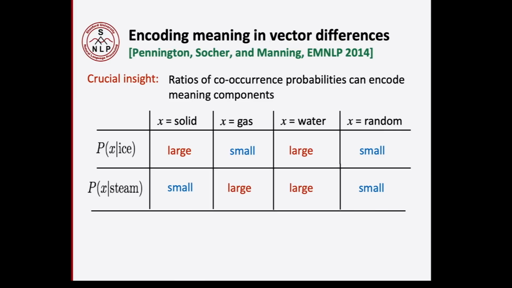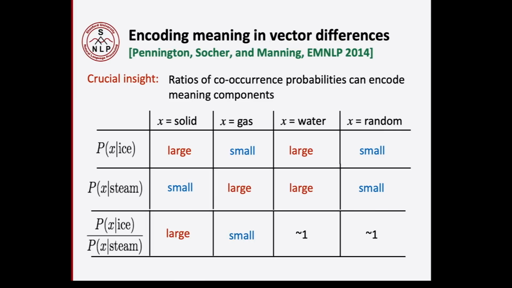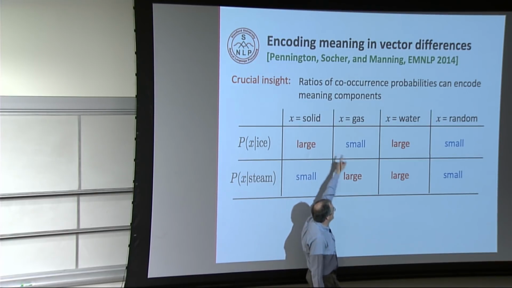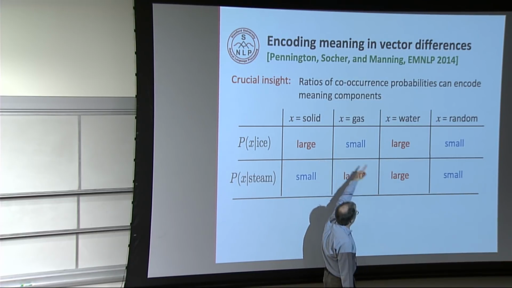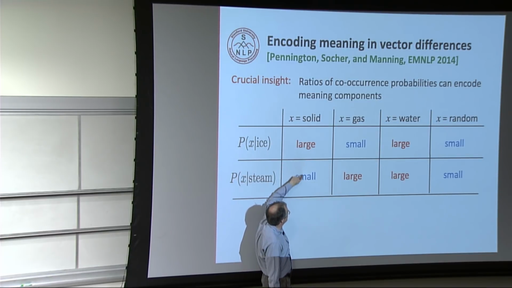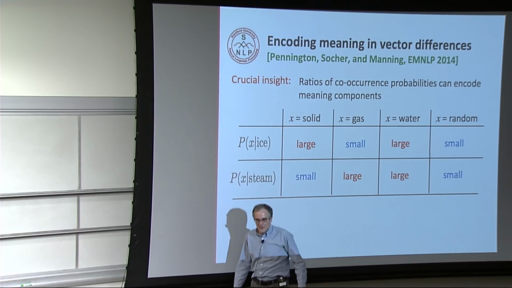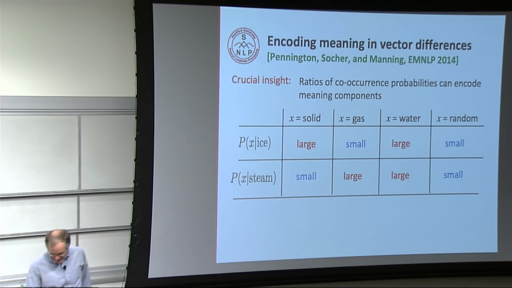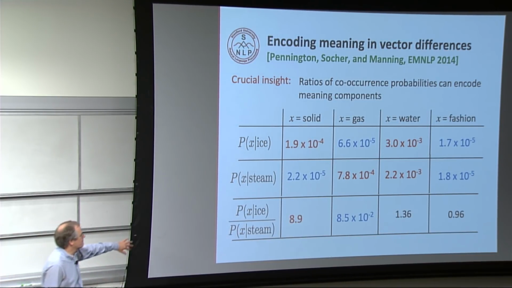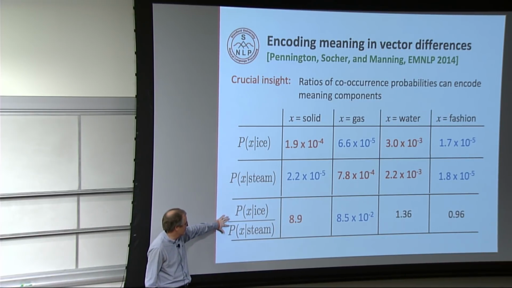If you have steam, you get the opposite pattern with solid and gas. The thing to notice is it's not enough to just have large by itself, because large appears both here and here, or small appears there and there. The interesting thing is the difference between these components, and they're indicating a meaning component. We can get at that if we look at the ratio of co-occurrence probabilities.